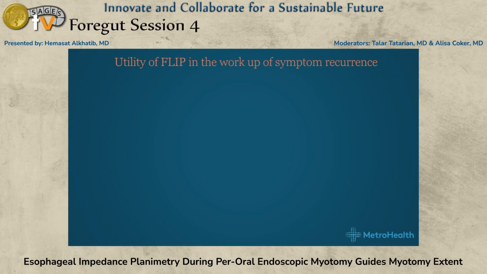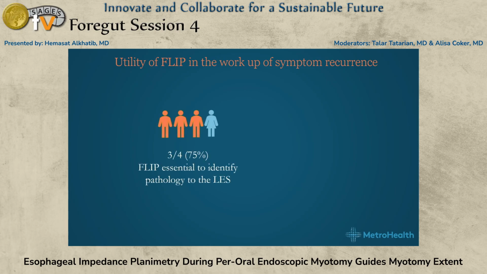So when we look at our second question, we wanted to see the utility of FLIP in the workup of symptom recurrence. We found in 75% of our patients that had symptom recurrence, we needed FLIP to be able to identify pathology that was specific to the LES, so then we can refer them for LES-directed therapy. There is a question of a role of FLIP in assessing the treatment response for these patients, but we do not currently employ it.